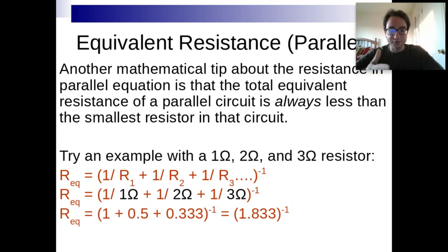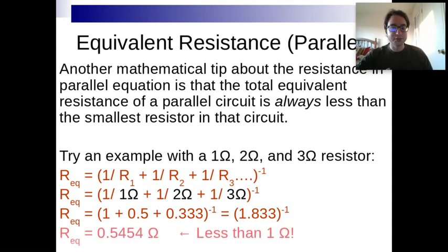So we're looking at 1 over 1, that's 1. 1 over 2, that's 0.5. 1 over 3, that's 0.333 repeating. We're adding all that together and raising it to -1. You punch that in a calculator. I've got the numbers on screen here for you, but our final answer comes to 0.5454 repeating. That is less than 1 ohm, which was our smallest resistor in that combination.